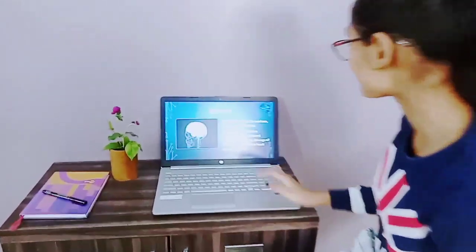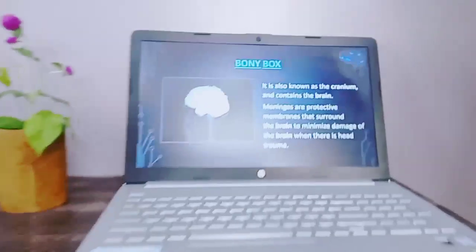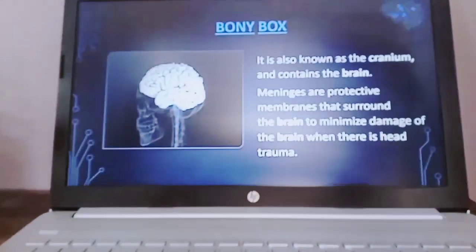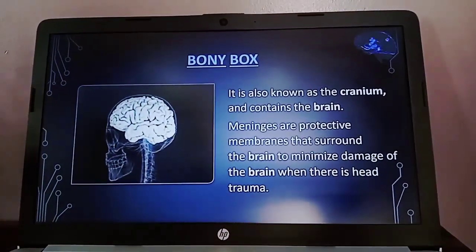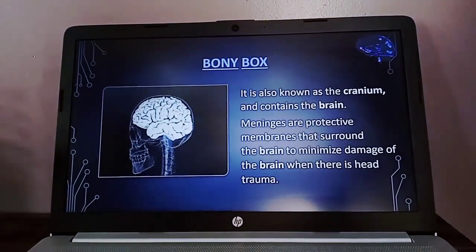So instead of directly taking a look into the human brain, first let's know what is a bony box. Yes, bony box is nothing but the human skull. It is made up of bones and protects our brain from any head trauma. It is also known as cranium and contains the brain. So you can also call skull as the container of the brain.